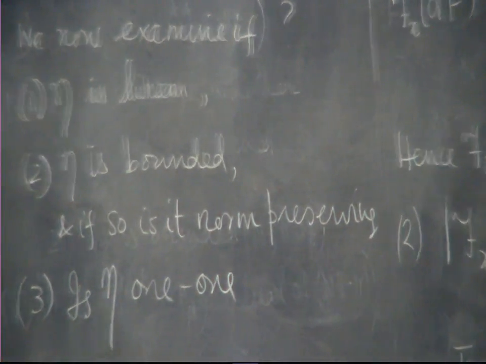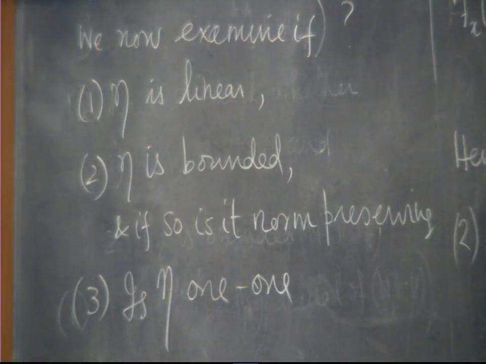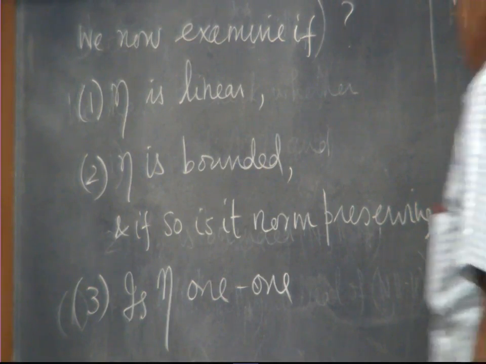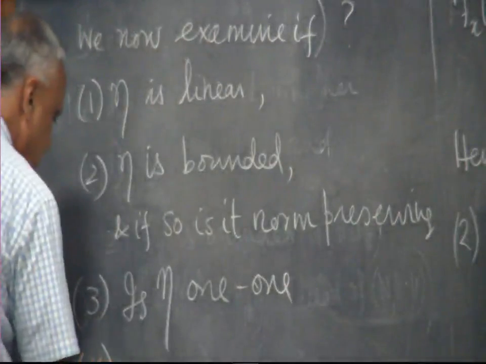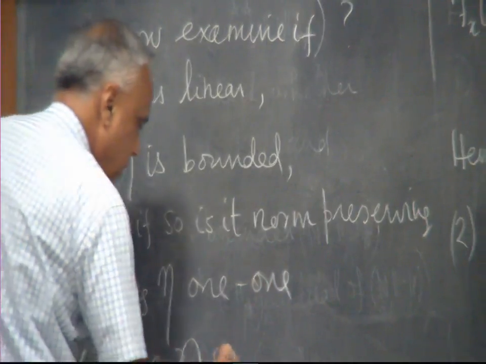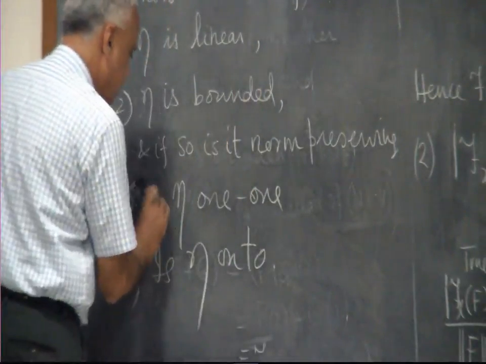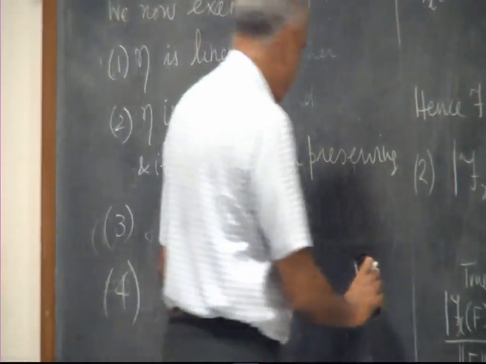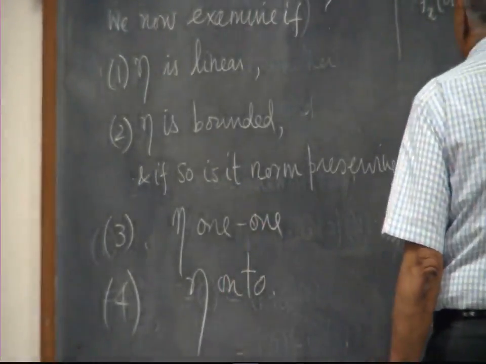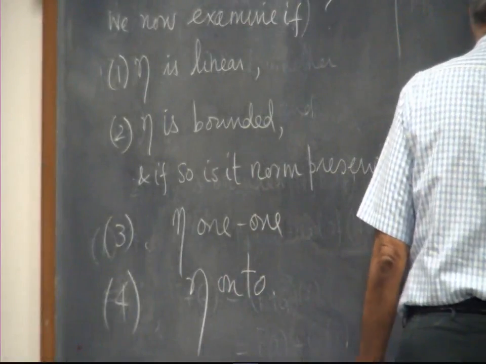So these are some of the first questions. Of course the last question is whether every point here is covered by the shadows. Is there a total eclipse? But that in general is too much to expect. Certain cases it happens, certain cases it may not happen. So let us ask that question also, is eta onto? Okay, so eta is 1-1, eta is onto.